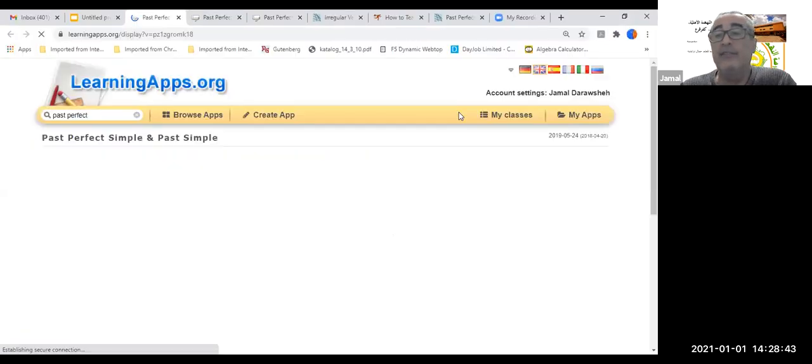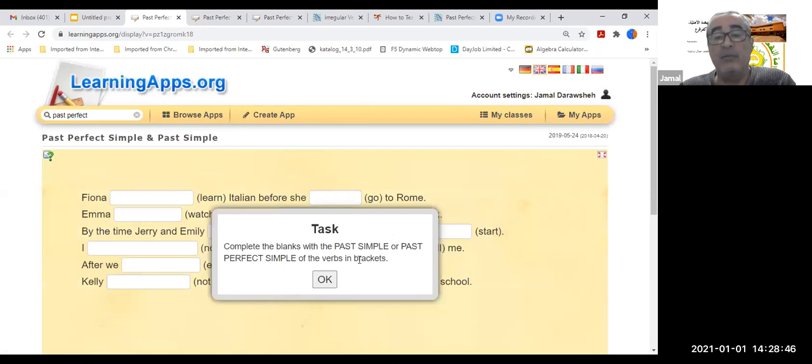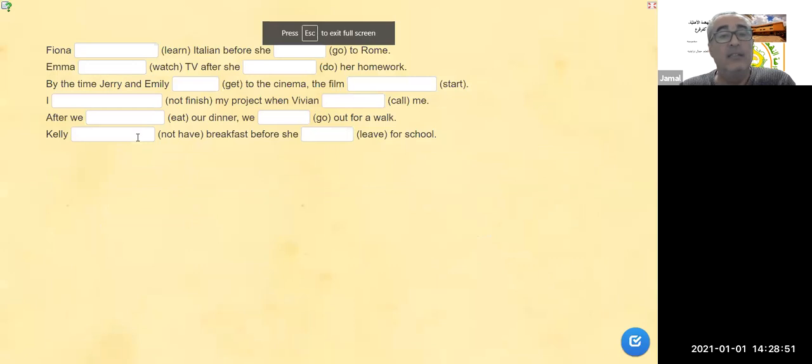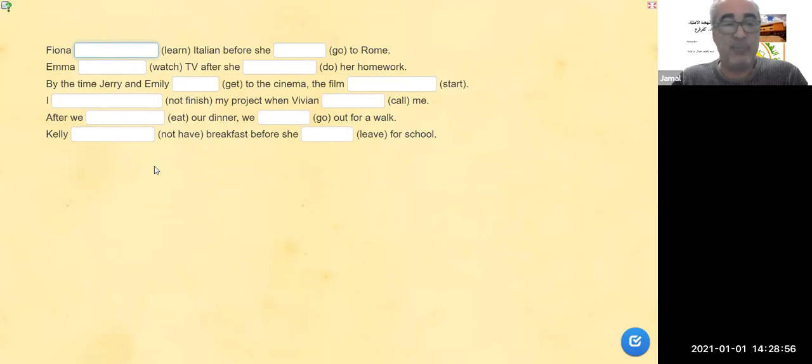Good. Now let's try an exercise and finish our presentation by doing this summative exercise. All right. Let's look at these sentences. We need to use either the past perfect or the past simple. Let's look at the first sentence. Fiona learned Italian before she go to Rome. So we need to decide which action took place before, and the action that took place before is in the past perfect. What do you think?